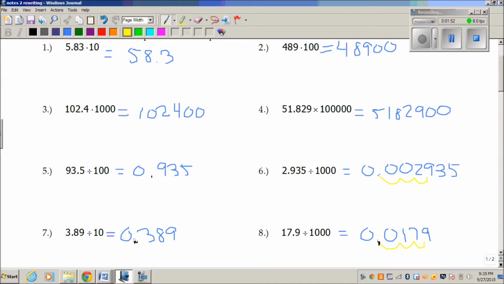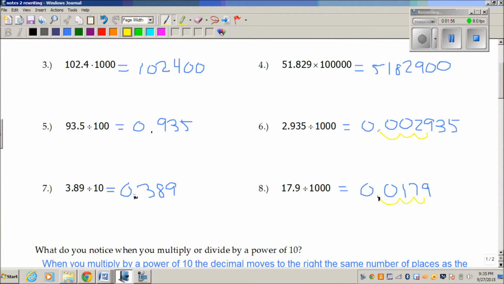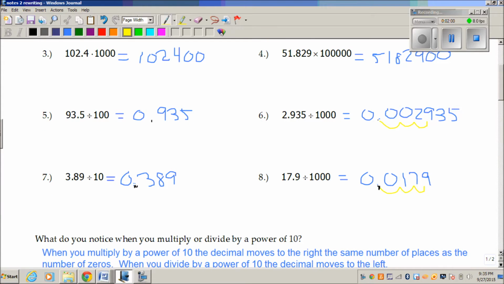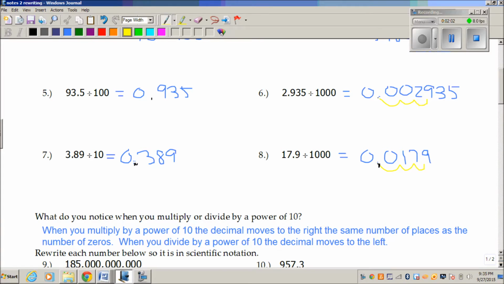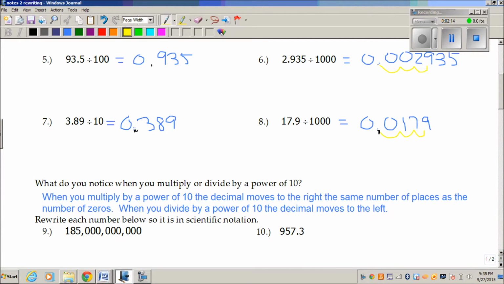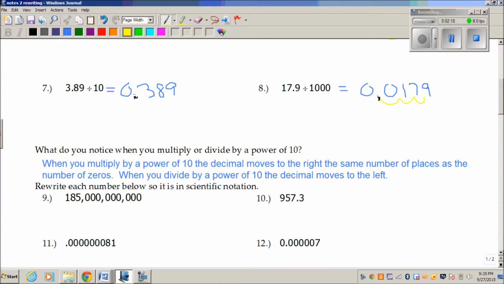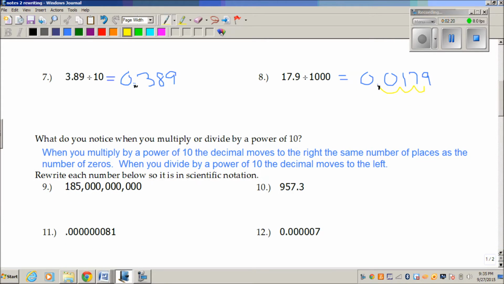So what you notice when you multiply or divide by a power of 10 is that when you multiply by a power of 10, the decimal moves to the right, the same number of places as the number of zeros. When you divide by a power of 10, the decimal moves to the left. Okay, so hopefully this pattern can help us rewrite numbers correctly in scientific notation. So let's take a look at the next examples.